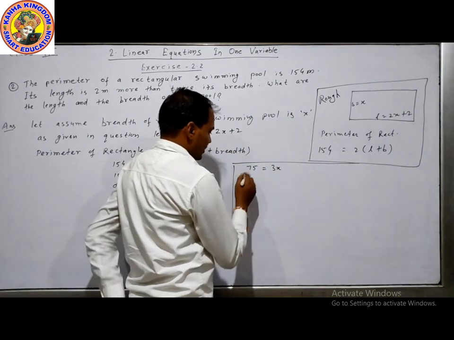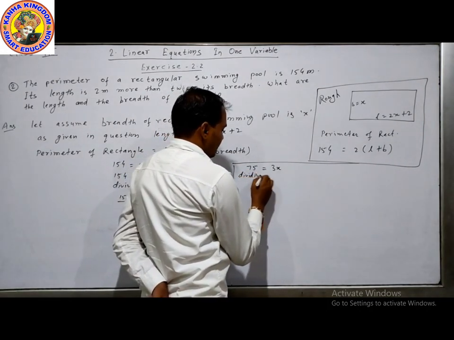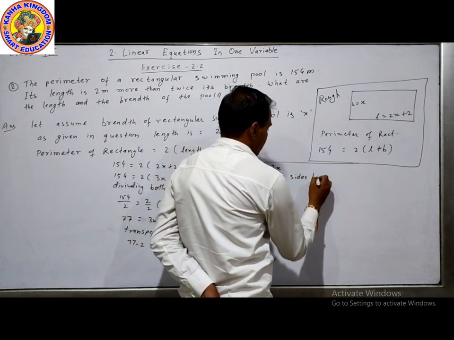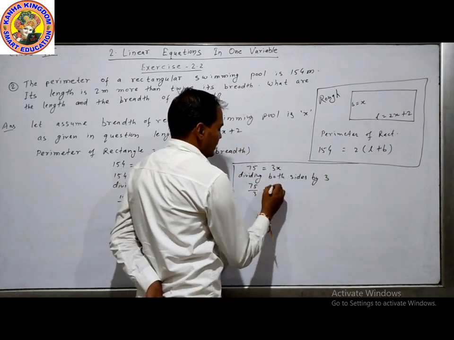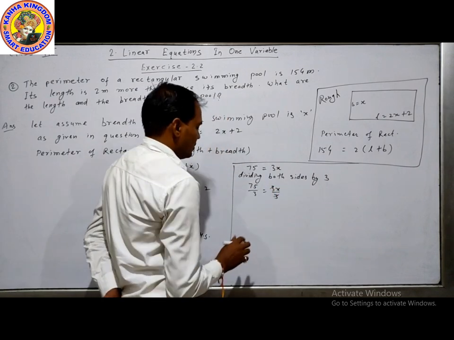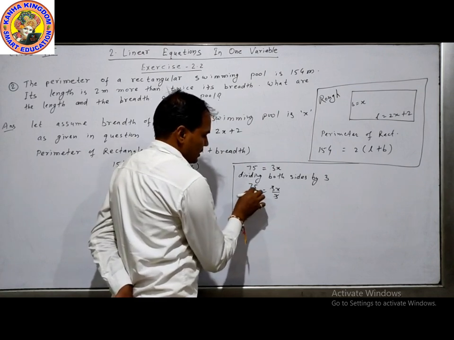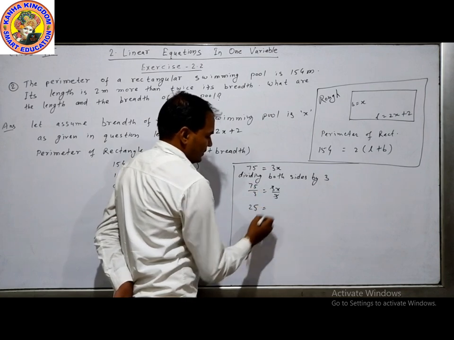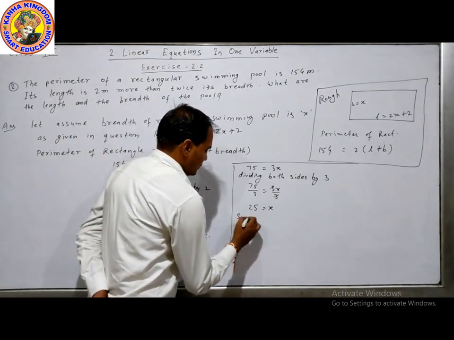Now we divide both sides by 3. 75 divided by 3, 3x divided by 3. 3 and 3 cancel out. 75 divided by 3 is 25. X is equal to 25.